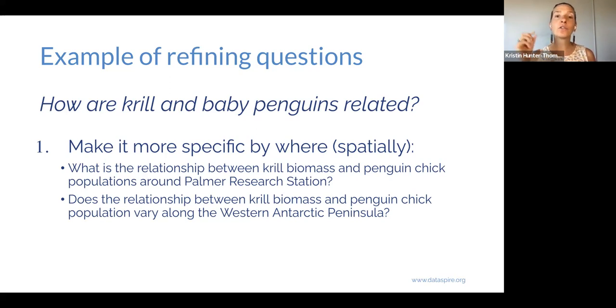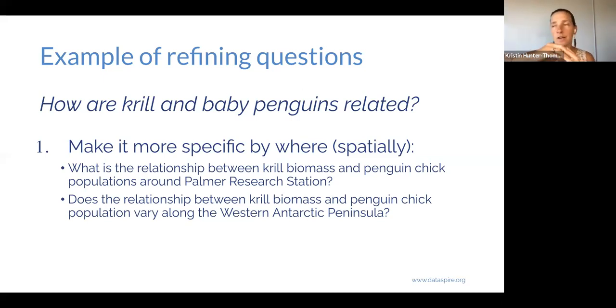Well, we could make it more specific by where we want to explore this question. So what is the relationship between krill biomass and penguin chick populations around Palmer Research Station? It's in Antarctica. Okay, so we've gotten really specific on the what: krill biomass, penguin chick populations, and the where, not all of the southern hemisphere where we might find baby penguins, but Palmer Research Station in one specific place in Antarctica. Or does the relationship between krill biomass and penguin chick population vary along the Western Antarctic Peninsula?